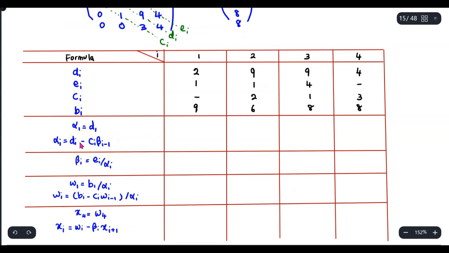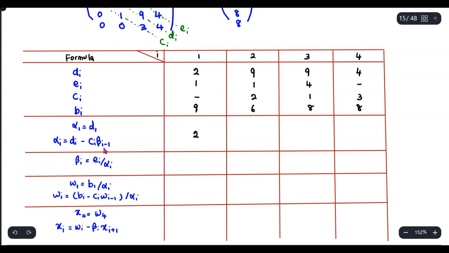So you have 2 formulas for the alpha, alpha 1 and alpha I. At this column, this is for alpha 1. Specific for alpha 1, it is equal to D1. Our D1 is 2 here, so we put straight away 2. But for alpha 2, this column here, it should follow this formula. So alpha 2 equals D2 minus C2 beta I minus 1, which is beta 1.